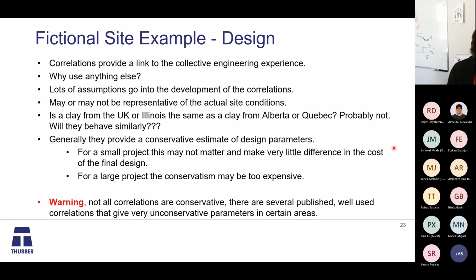There's lots of assumptions that go into the development of the correlations. And it's the same, there's lots of assumptions that go into picking a number out of a book. You go to Bowles or Holtz and Kovacs or whatever, and you're just saying, I'm going to take this number out of this book, and I'm going to use that.